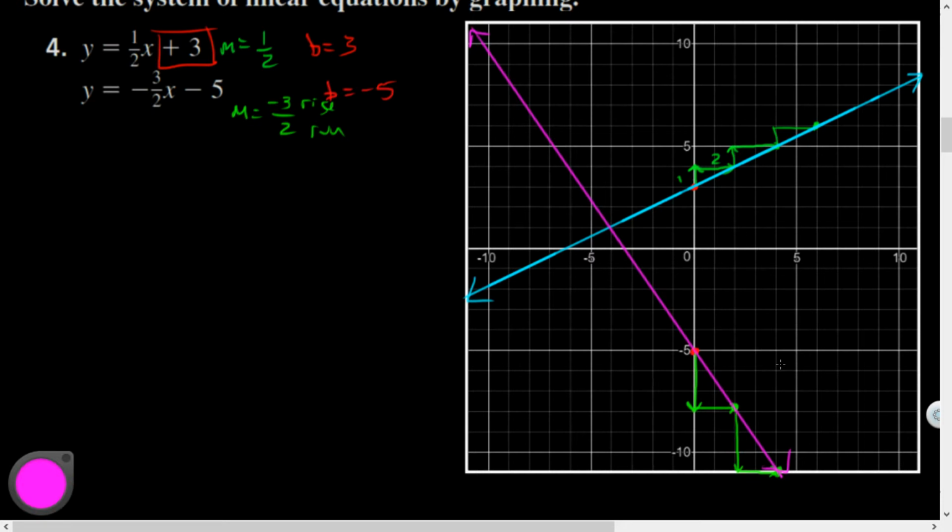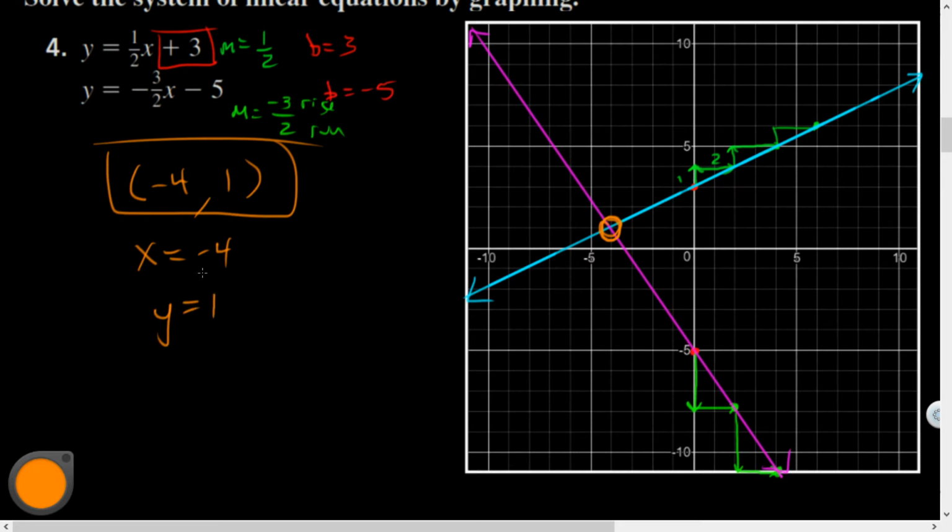Okay, so guys, the purple line has lots of solutions. Here's a solution. Here's a solution, right? Where is the common solution between both lines? Like right here? What are the coordinates of this point? -4 and 1 is the solution. That means x is equal to -4 and y is equal to 1. So there is our solution.